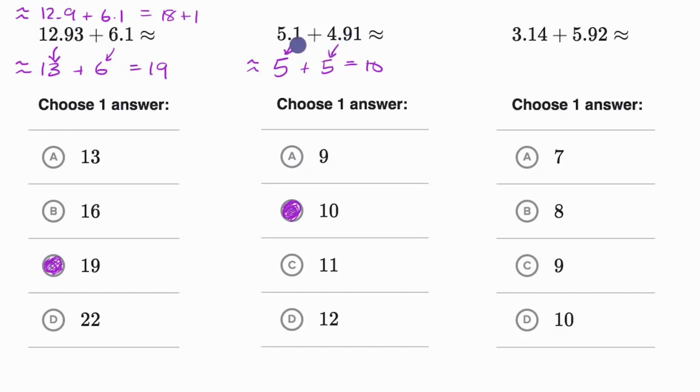If you're rounding down in both cases or rounding up in both cases, your estimate might get a little bit further from your actual answer, so you might want to be a little bit careful.